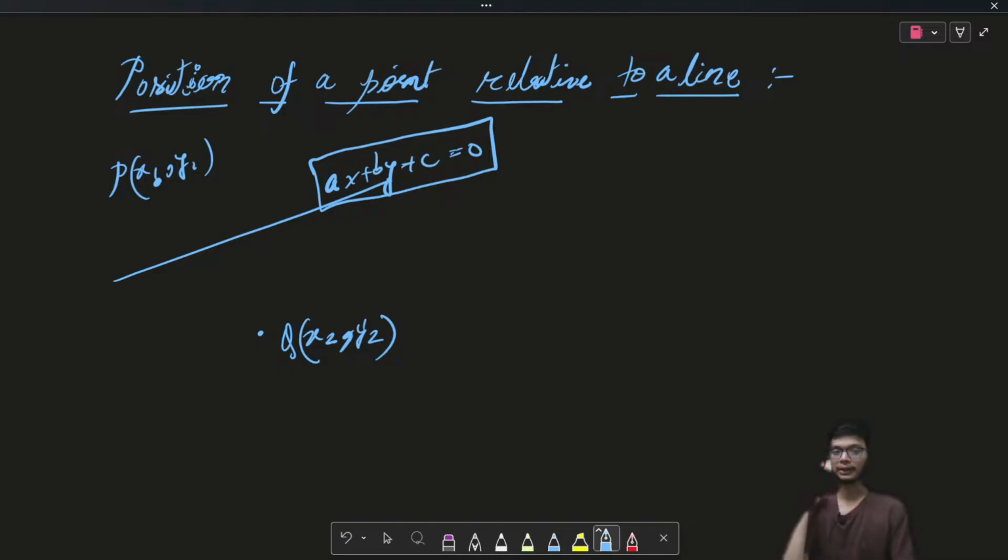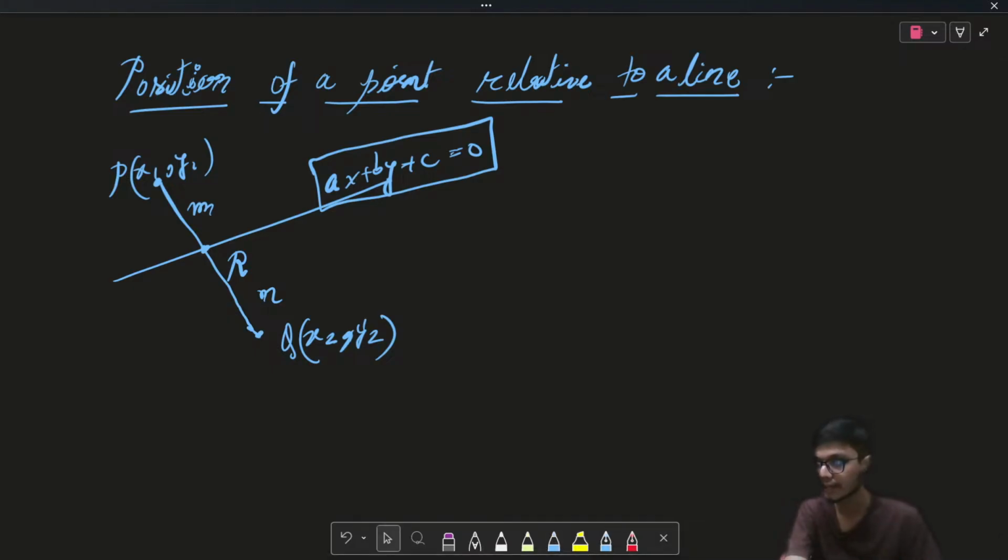If we have these two points in our question, let us say this is a line joining points P and Q, and let us consider any point lying on the line ax plus by plus c equals 0 as R, and this point is dividing the line segment PQ in the ratio m is to n, right?